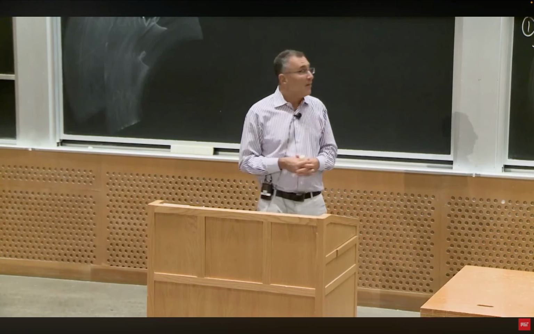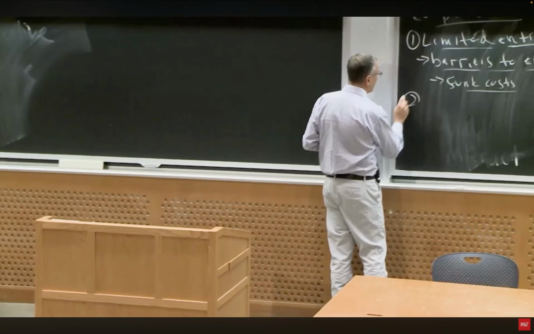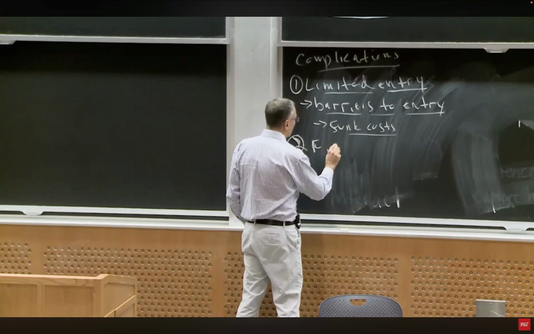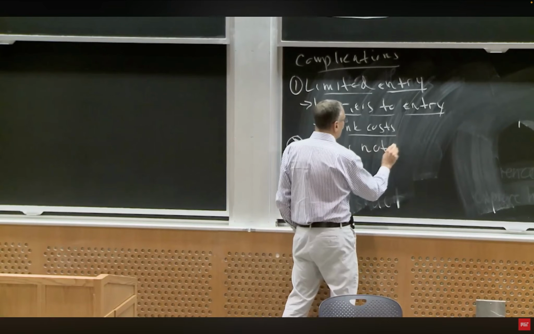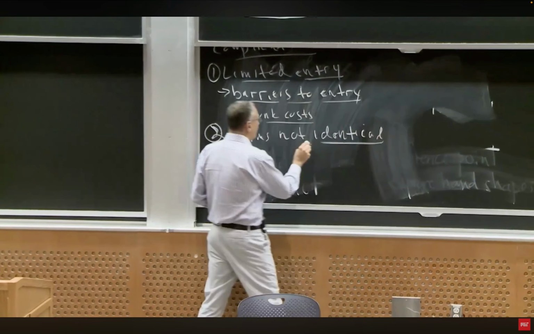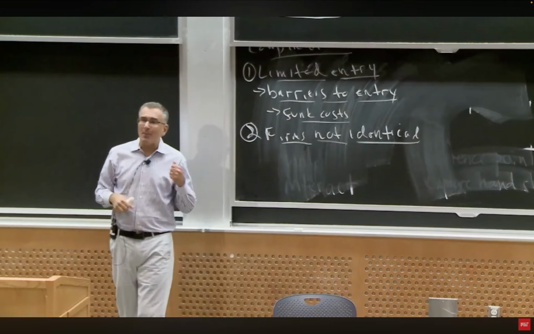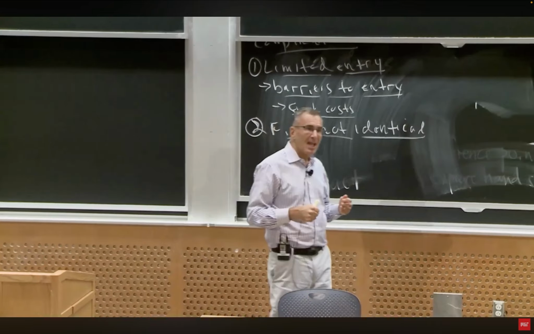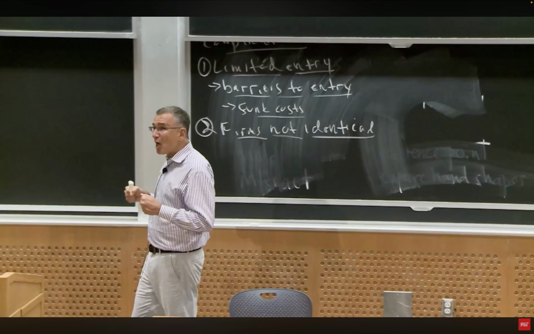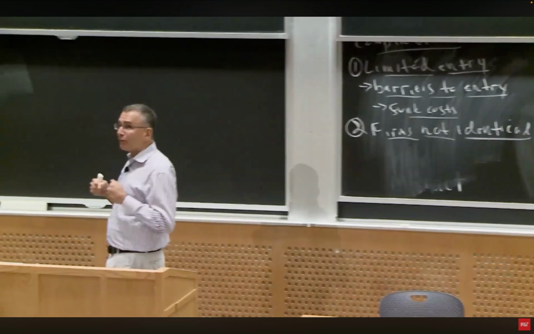The second example is a little more complicated, but important, which is firms are not identical. And in particular, firms may differ in what their minimum average cost is. And if firms differ in what their minimum average cost is, you can end up with the lowest average cost firms making money.